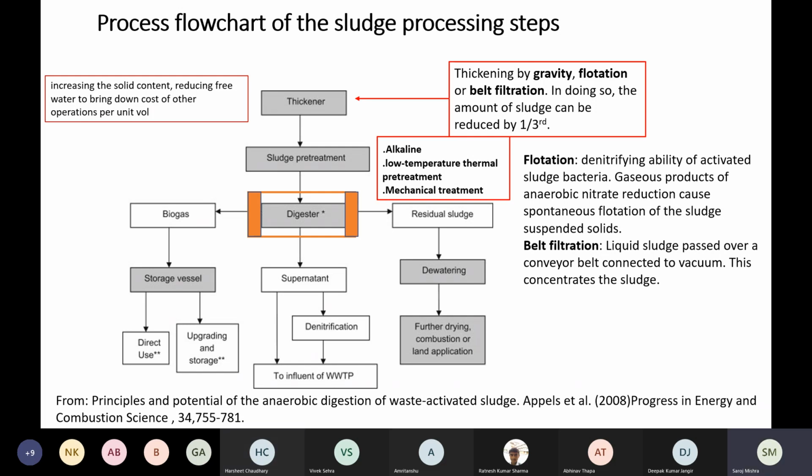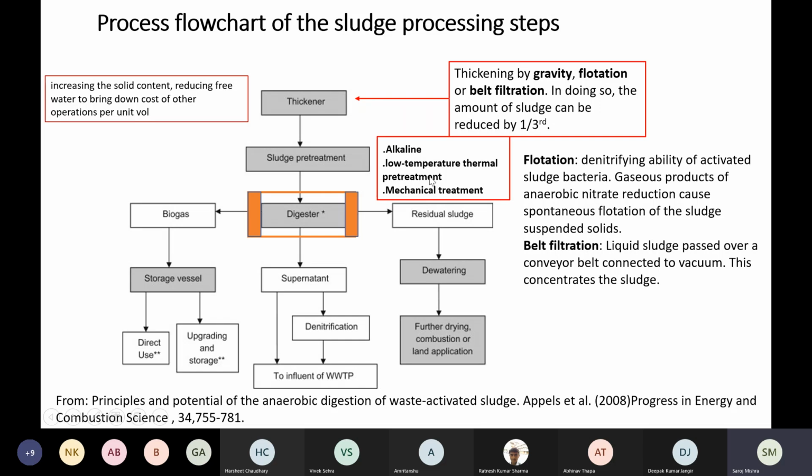Okay. So now after this step, you have what is called sludge pre-treatment. Why? Because in spite of thickening, although the aqueous volumes have come down, the pH of the sludge may not be very conducive for the anaerobic digestion process. So maybe it needs to be more alkaline. You may need to adjust the pH so that it is favorable for the anaerobic bacteria.